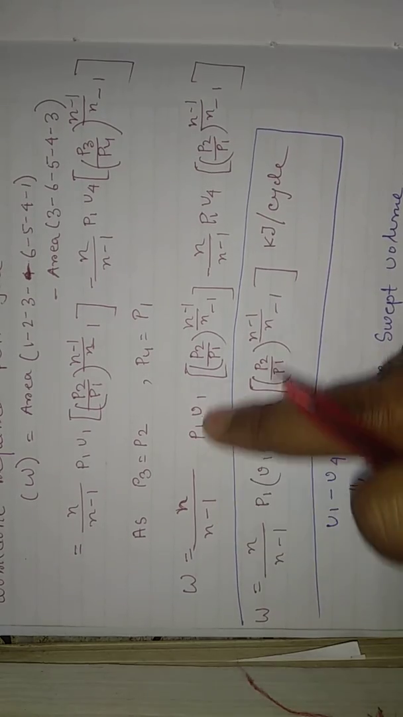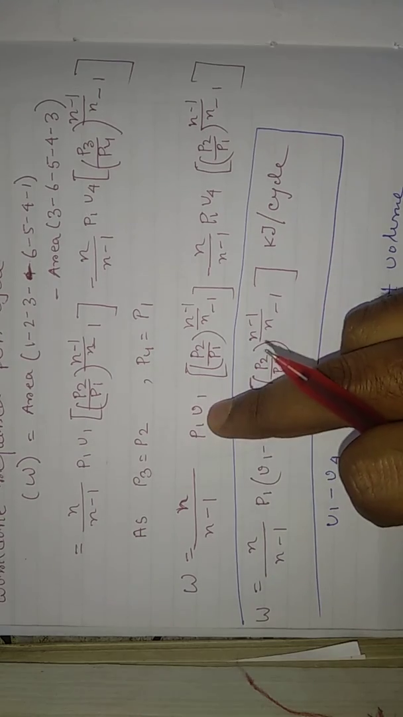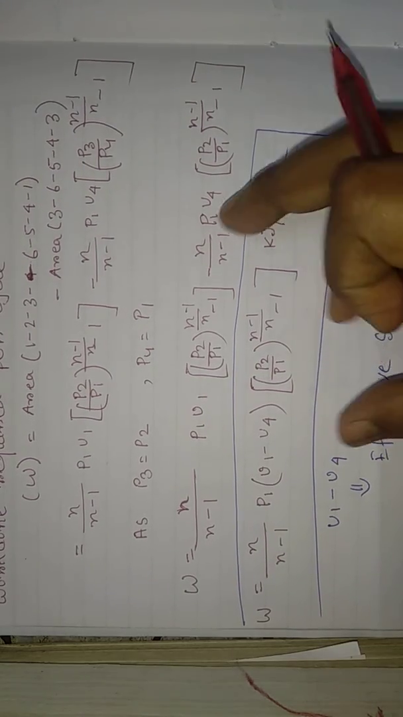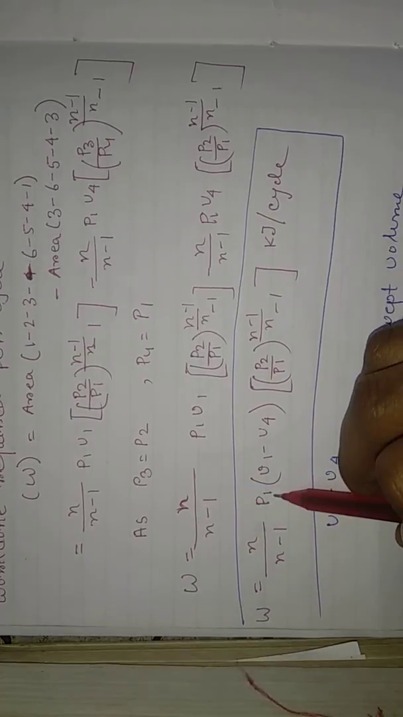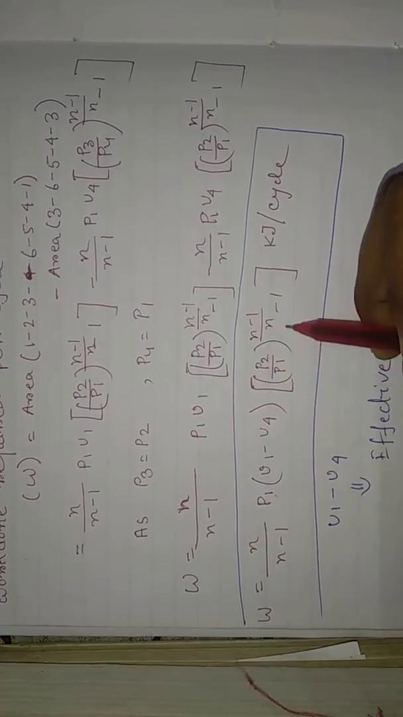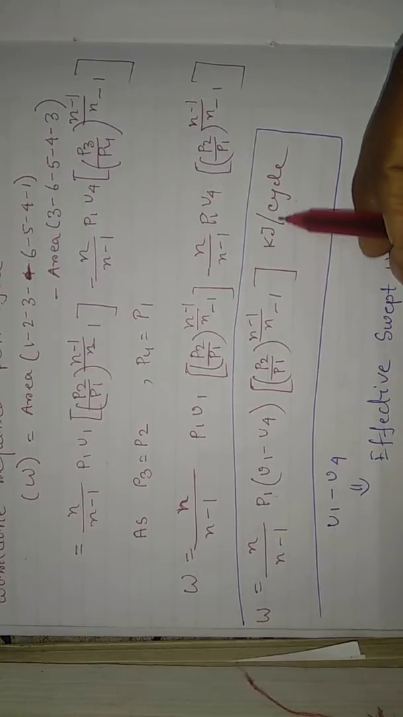Now what is the work done required? Just algebraic summation. So n by n minus 1 P1 will be common, and V1 minus V4, and the remaining portion, (P2 by P1) to the power (n minus 1) by n, minus 1. So that is kilojoule per cycle.